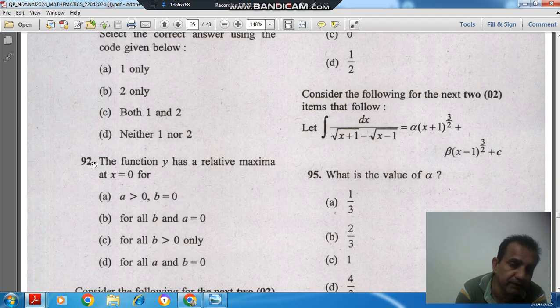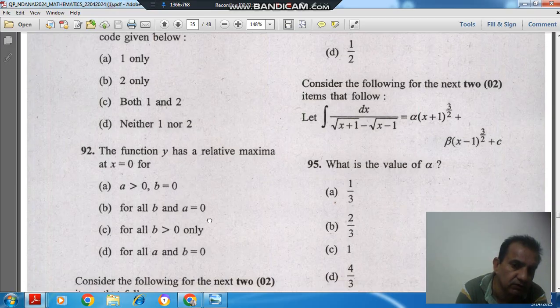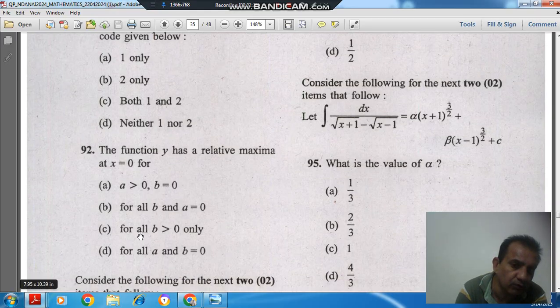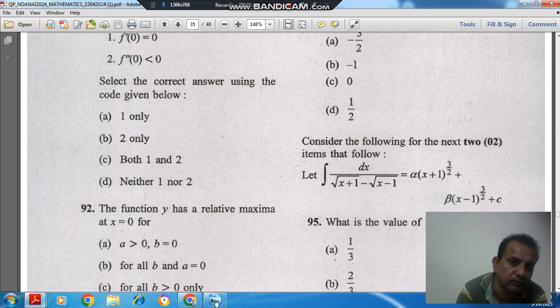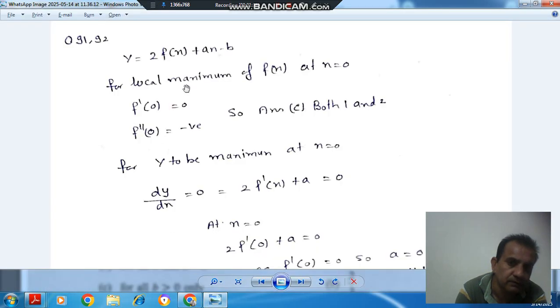And question number 92 is also based on the same statement. Question number 92: the function y has relative maxima at x equals 0. Option A: a greater than 0, b is 0. Option B: for all b and a is equal to 0. Option C: for all b greater than 0 only. Option D: for all a and b is equal to 0. So first of all, solving the 91st question.